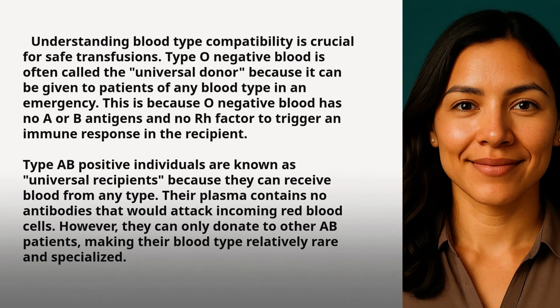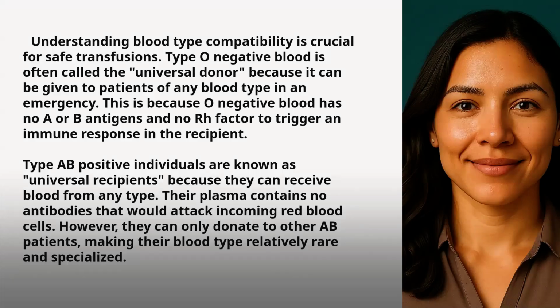Understanding blood type compatibility is crucial for safe transfusions. Type O negative blood is often called the universal donor because it can be given to patients of any blood type in an emergency. This is because O negative blood has no A or B antigens and no Rh factor to trigger an immune response in the recipient.